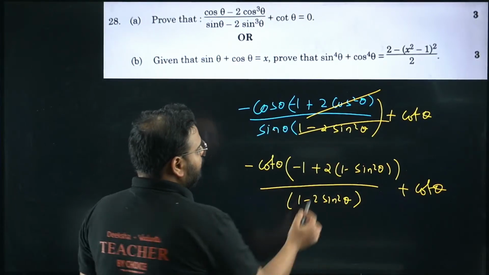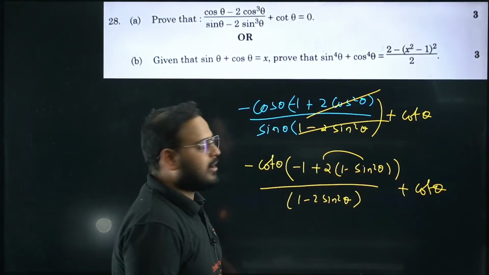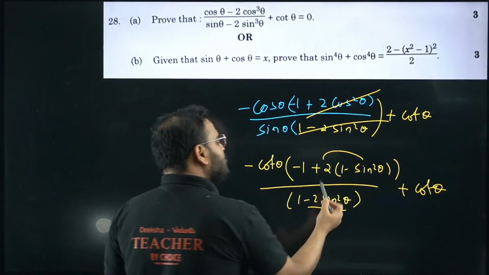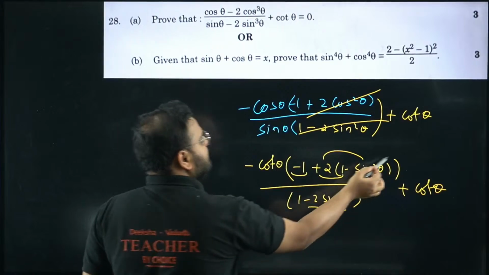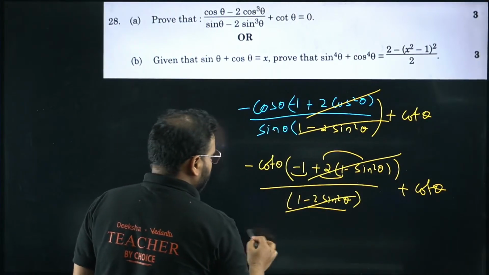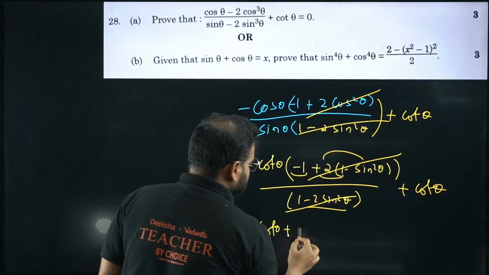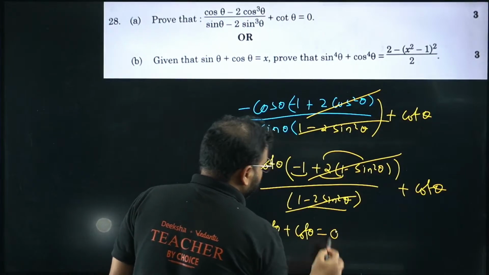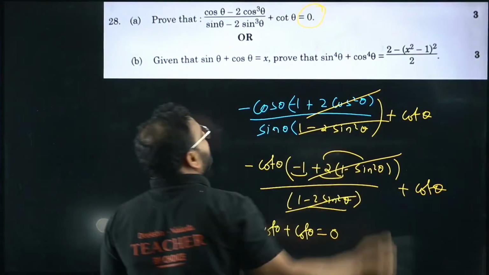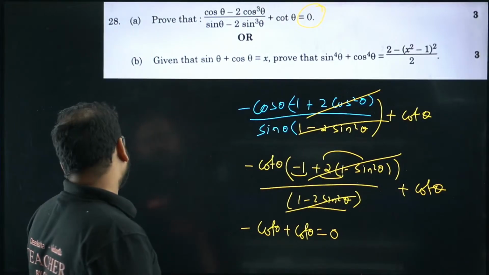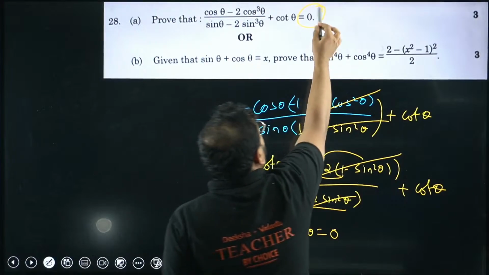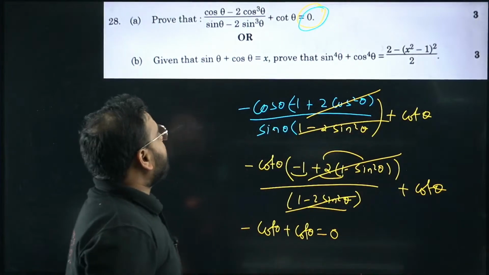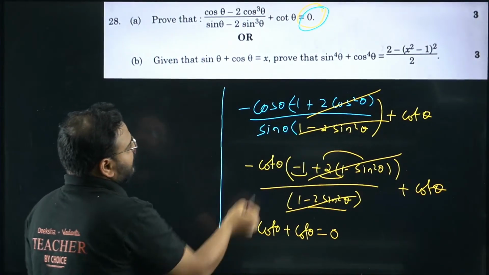Okay, so you'll have 2 into minus sin square, it will become minus 2 sin square. You'll have plus 2 over here, you have minus 1 over here, it will become what? Plus 1. Now you can see this and this is cancelled. What do you get now? Minus cot theta plus cot theta. How much is that? Simply 0. Equal to the RHS. Have a look. Equal to RHS. Okay, correct.